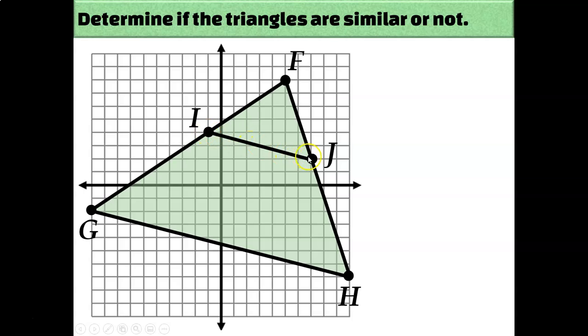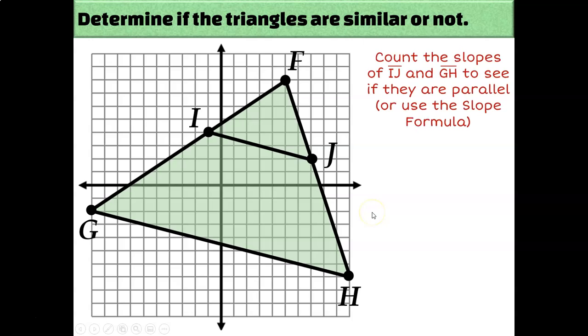If I could show that IJ was parallel to GH, then I could use corresponding angles to prove that I had some more congruent angles in this diagram. Well, remember that in the coordinate plane, two lines are parallel if they have the same slope. So let's just count the slopes of IJ and GH. Alternatively, feel free to use the slope formula. The slope of IJ, well, I go down 2, 1, 2, and to the right, 1, 2, 3, 4, 5, 6, 7, 8. So that slope reduces to negative 1/4.